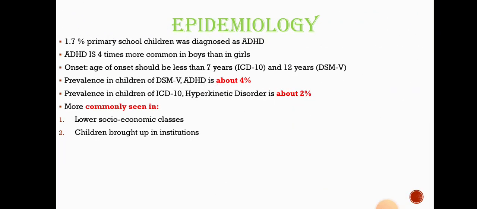Next, moving on to the epidemiology. ADHD is mainly identified among primary school children, and the percentage is 1.7%. It is more commonly seen in boys than in girls, about 4 times. According to ICD-10 classification, the onset of ADHD is 7 years, and 12 years in DSM-5. In DSM-5, ADHD prevalence is about 4%, and according to ICD-10, hyperkinetic disorder is about 2%.